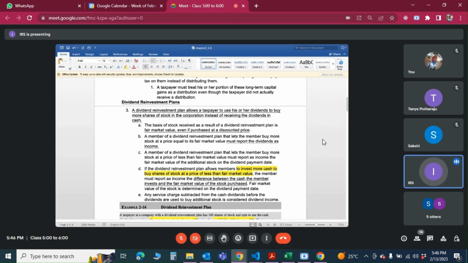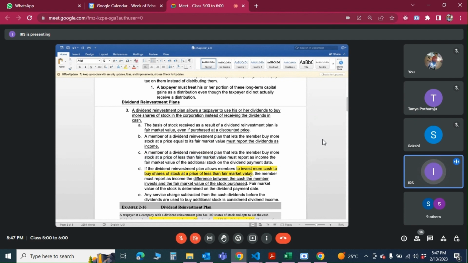If the dividend reinvestment plan allows a member to invest more cash to buy shares of stock at a price less than fair market value, okay. So here the dividend is getting invested. What is the difference between point C and point D? Point C is where you let the member buy more stock at a price of less than fair market value. Basically, in my example, you're paying actually 10,000, but you're getting something for 12,000. So the price that you are paying is less than fair market value.